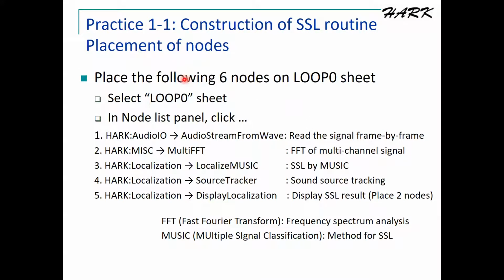We will put the 5 types of nodes in the Loop0. These 5. AudioStreamFromWave in Audio I/O. This node is used to read the signal frame by frame. MultiFFT in MISC for the FFT of multi-channel signal. LocalizeMUSIC and SourceTracker in Localization for SSL by MUSIC and sound source tracking. And DisplayLocalization node in Localization to display SSL results. Please place the 2 DisplayLocalization nodes into the canvas.